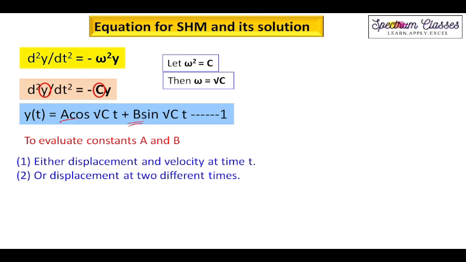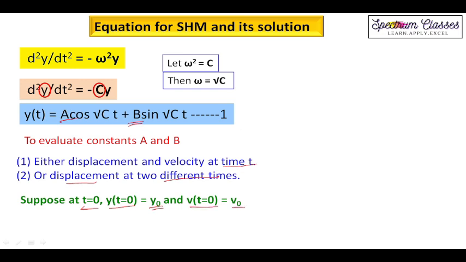First, either we must know the displacement and velocity at time t, or we have the values of displacement at two different times. So we have these two choices, right? To evaluate a and b, say we apply the condition at time t = 0: y at t = 0 will be y naught, and v at t = 0 is v naught.